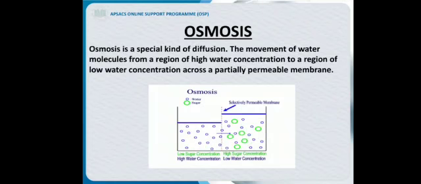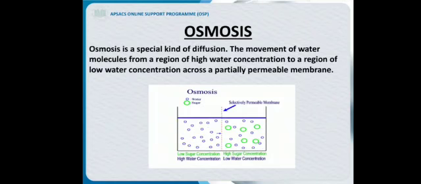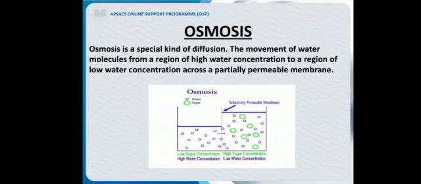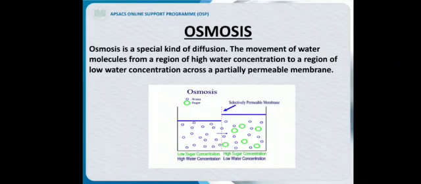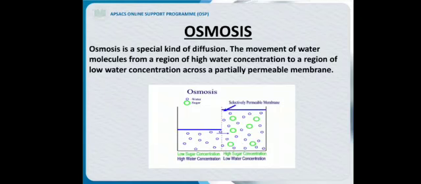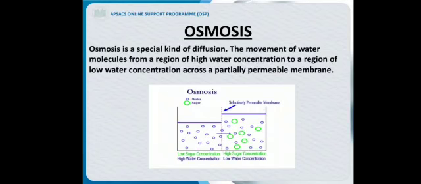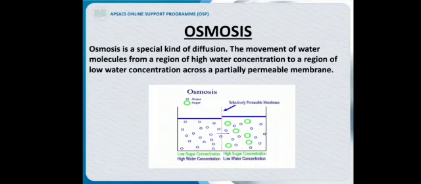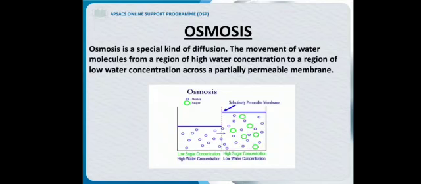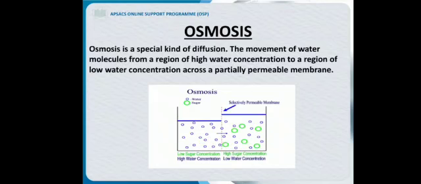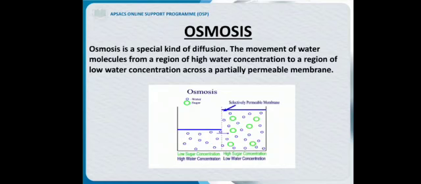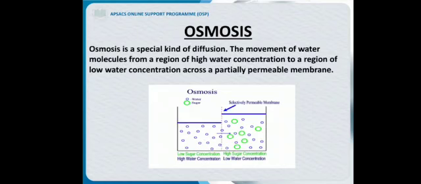On the one side we have a sugar solution. On the other side we have a low sugar solution, or you can say it's only water. If you see, the water moves toward the region of lower water concentration, the sugar side, by the process of diffusion. This process is called osmosis.